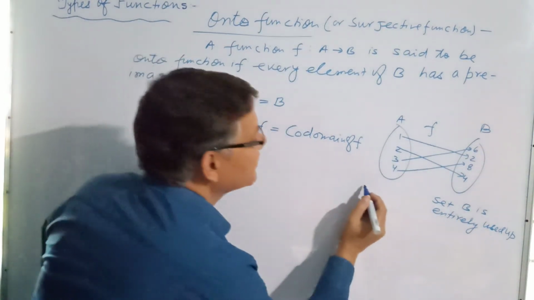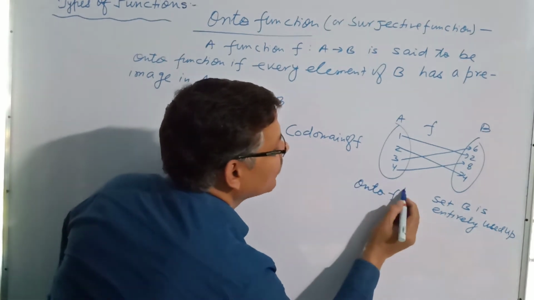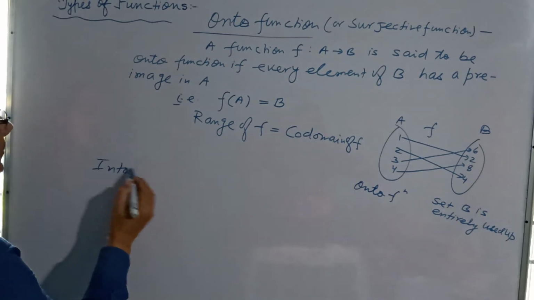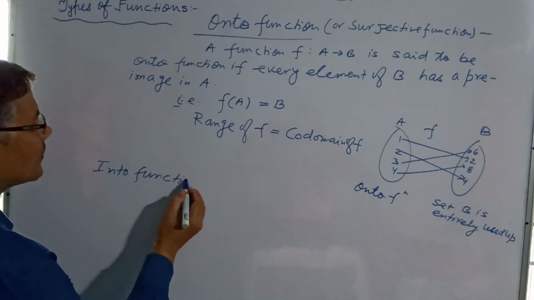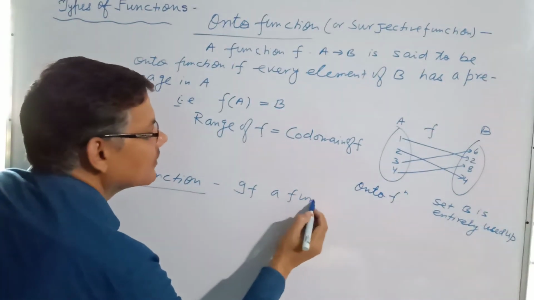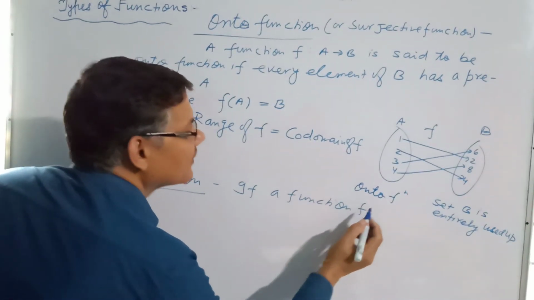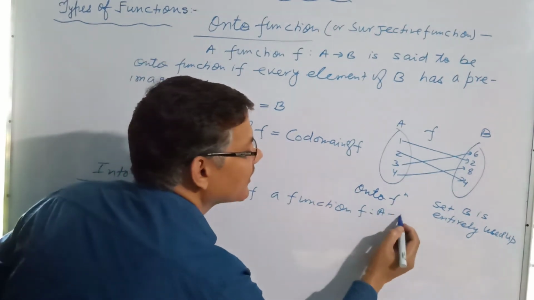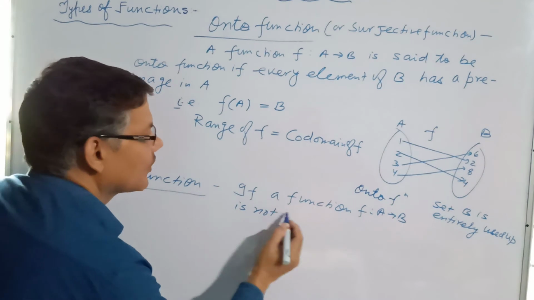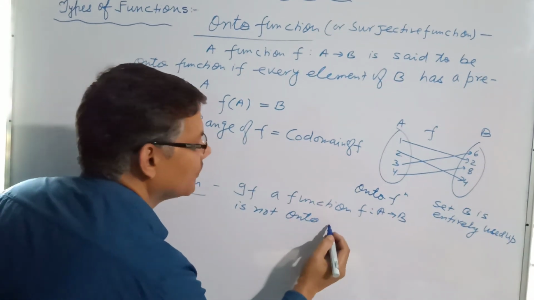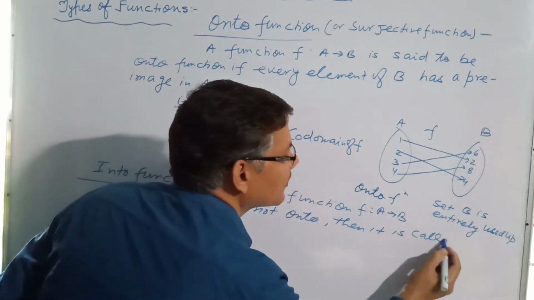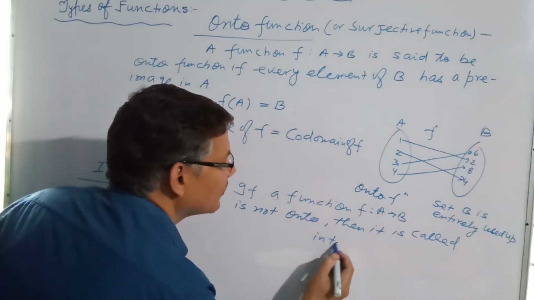That's why it is an onto function. At the same time we have the into function. If a function f from set A to set B is not onto, then it is called an into function.